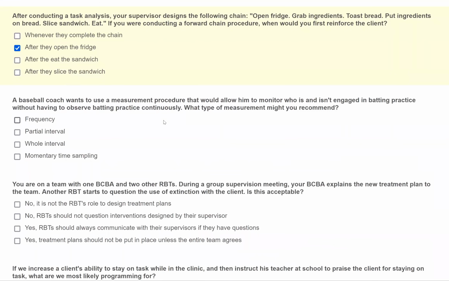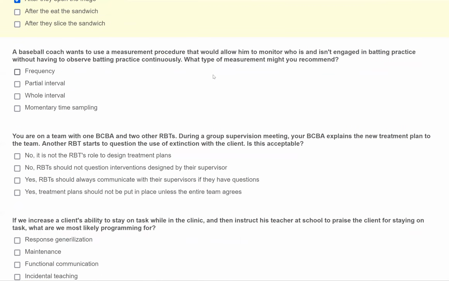5, a baseball coach wants to use a measurement procedure that would allow him to monitor who is and isn't engaged in batting practice without having to observe batting practice continuously. What type of measurement might you recommend? Okay, a couple different things going on. We have a baseball coach.